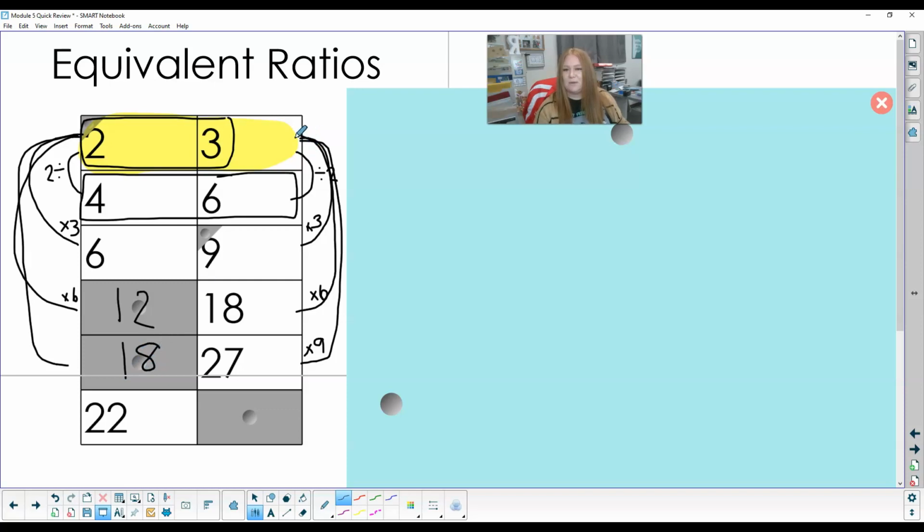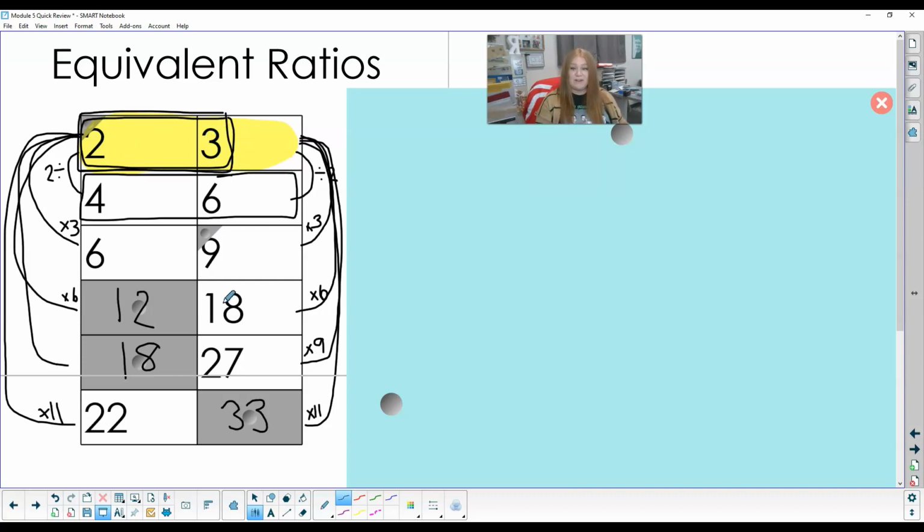And then we've got a 22 down here. So to get from 2 to 22, I count by 2s till I get to 22, which is 11 times. 2 times 11 is 22. So 3 times 11 is 33. So all of these are now equivalent to our basic ratio of 2/3. Find your basic ratio and then you can find anything from there.